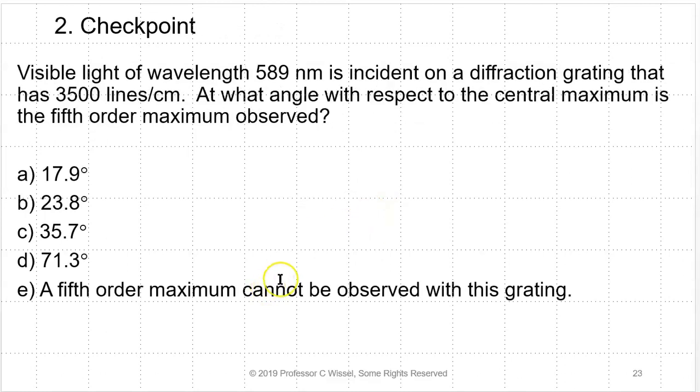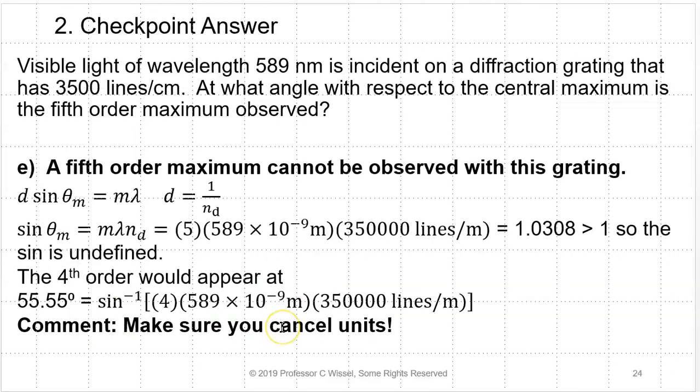Visible light of wavelength 589 nanometers is incident on a diffraction grating that has 3,500 lines per centimeter. At what angle with respect to the central maximum is the fifth order maximum observed? Be very careful with this kind of question. It turns out that you cannot observe a fifth order maximum, and here's the proof. d sine theta m equals m lambda, so d equals 1 over nd, and we plug this in. So sine theta m will be m lambda times nd.